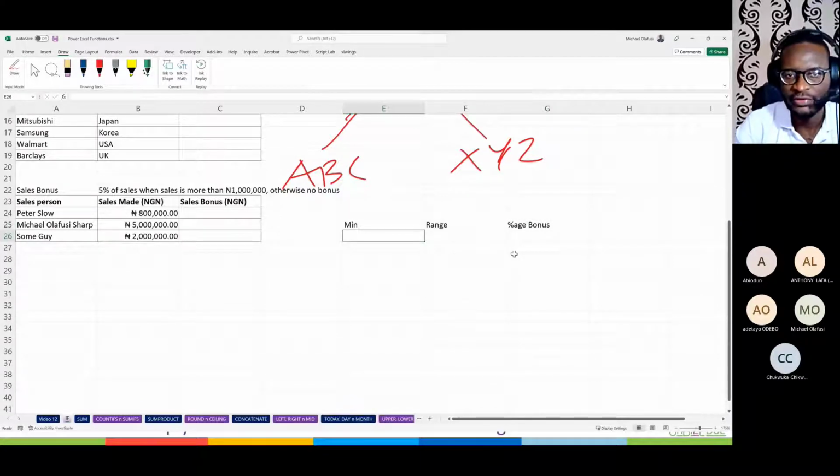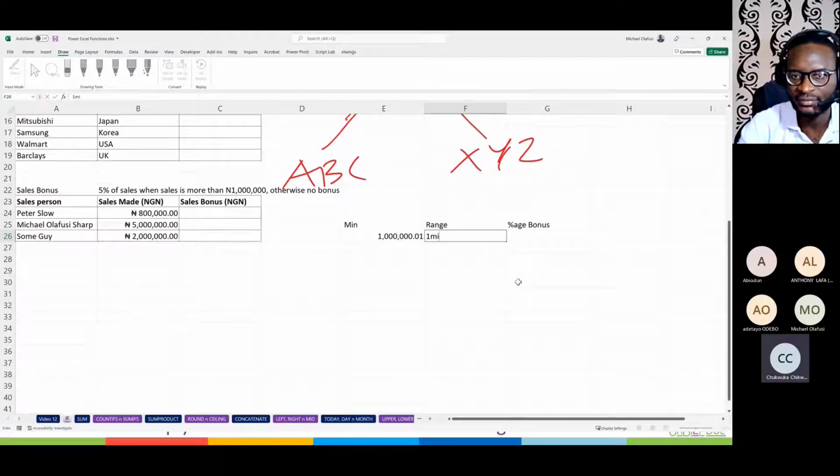So what are we saying? We're saying if you do minimum, in this case, 1,000,001. So as long as you do one kobo above 1 million, you're eligible, right? So this is like 1 million and above. We're going to give you 5%.